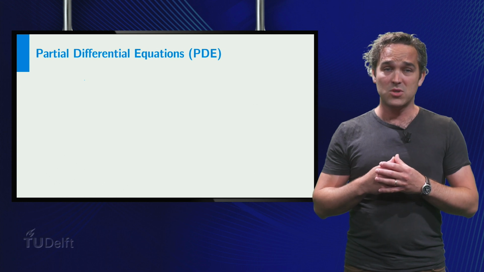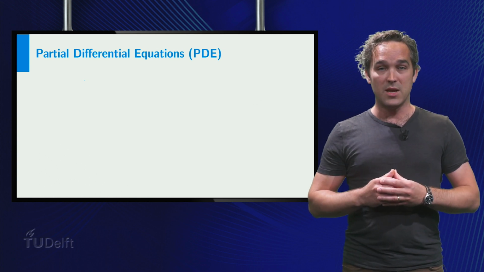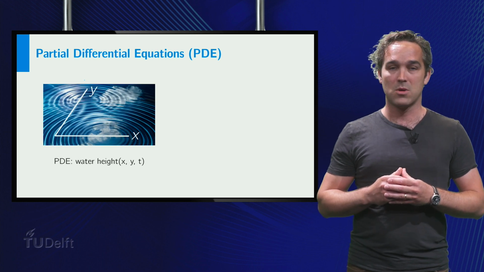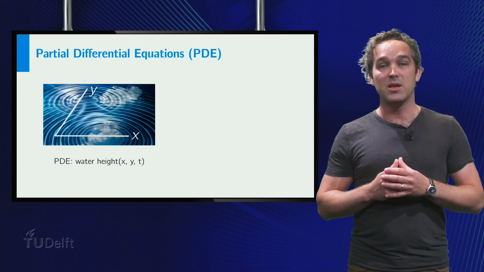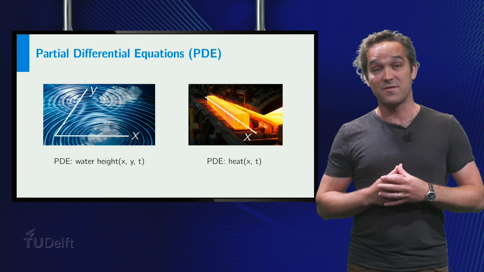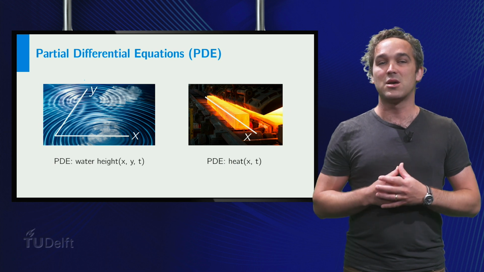Many physical problems are described by partial differential equations. One example could be a PDE describing the shape of a water surface as a function of position and time. Another example could be a PDE describing the distribution of heat in a hot metal bar as a function of position and time as it cools down. Let's consider the example of the hot bar.